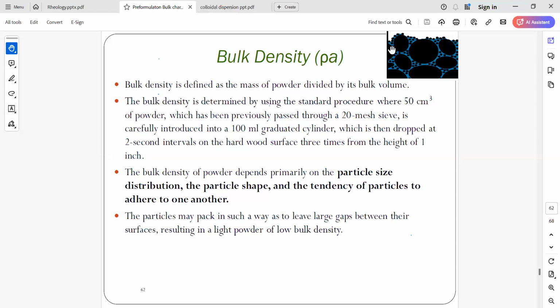Then we have bulk density. In bulk density, we will cover both. We consider both inter and intraparticulate void space, both we will cover in case of bulk density.